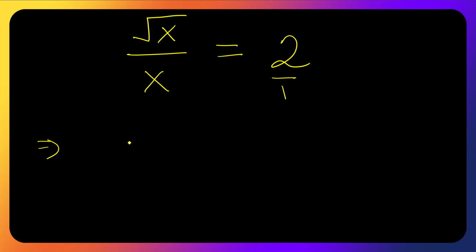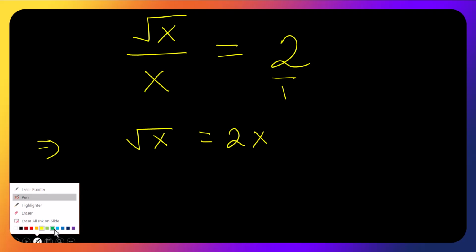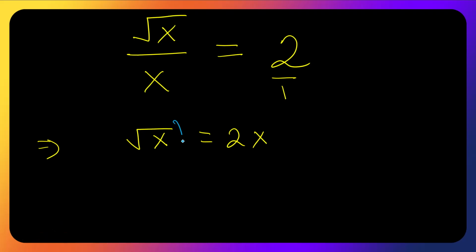So that will be square root of x equals 2x. From here, because we want to remove the radical sign, we have no option but to square both sides. So this one will cancel this. x equals, this one squared will be 4x squared.